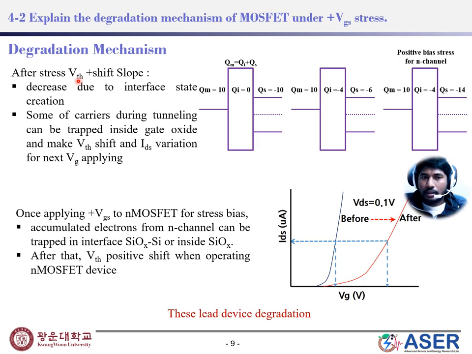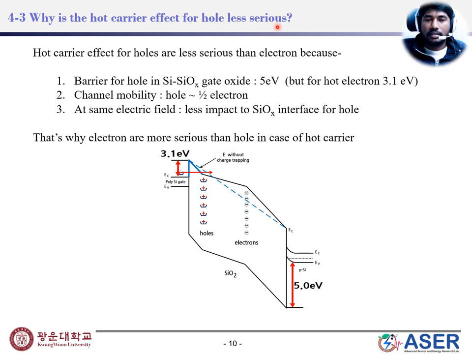Okay, why is the hot carrier effect less serious for holes? The short channel effect can create hot carriers, and they are of two types: hot holes and hot electrons. But hot holes are less serious than electrons for some reasons. The barrier for holes is 5 electron volts, but the barrier for electrons is 3.1 electron volts. It is lower, so electrons can easily tunnel from here to here, but for holes the barrier is very high, so it's very hard for the tunneling effect to happen.